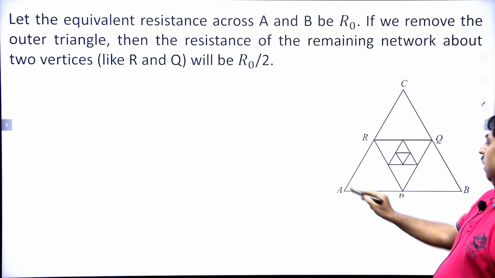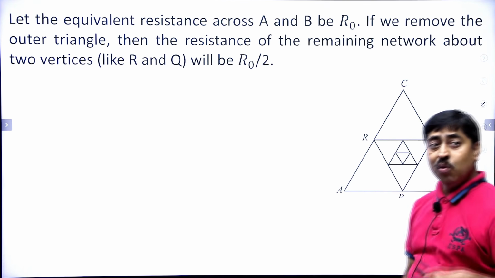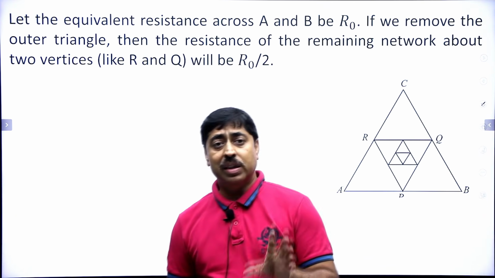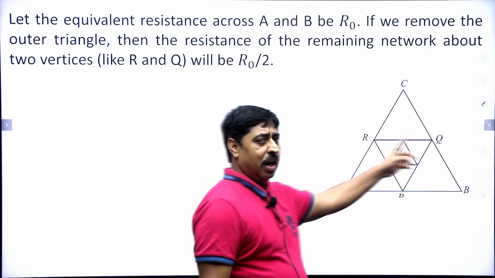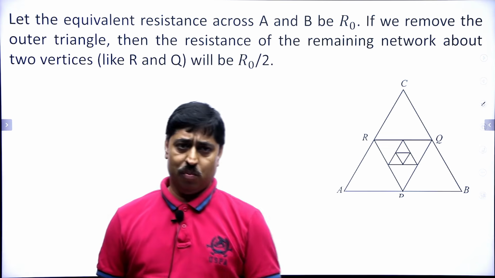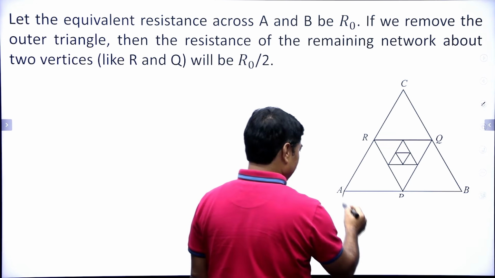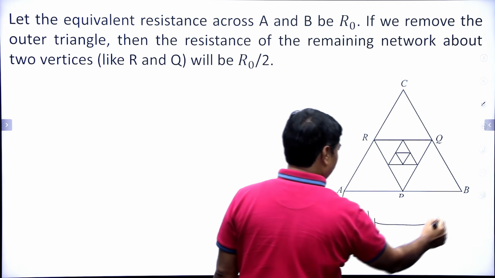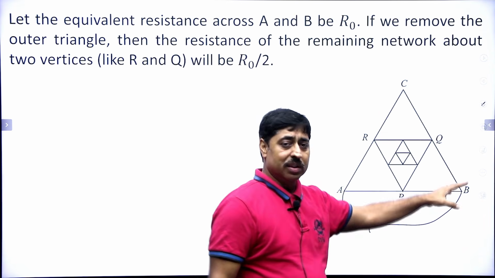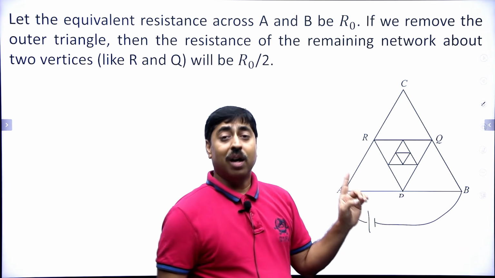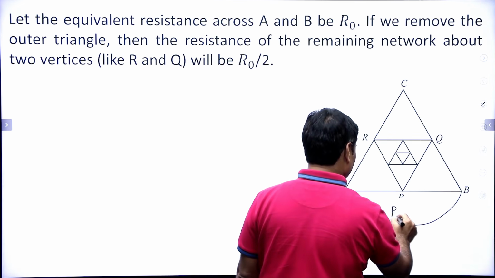if we assume that equivalent resistance between A and B is R naught, and if we remove the outer triangle, then the resistance of the remaining network about two vertices like R and Q will be R naught by 2. What am I saying? I am saying that if you assume that there is a battery connected over here and the resistance faced by the battery is R naught, that means equivalent resistance of this given circuit across points A and B is R naught.